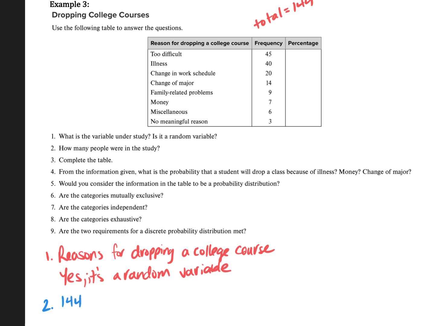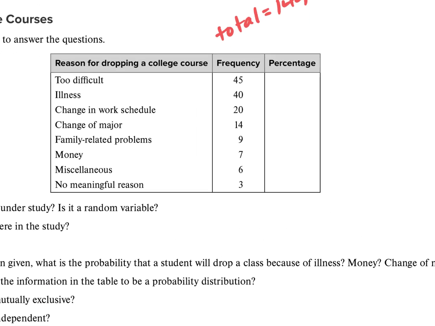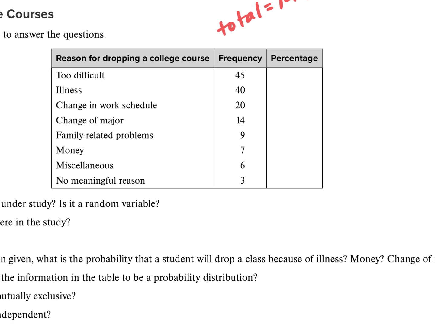144. And then 3 is complete the table. So how do I find the percentages? Frequency divided by 144. So go find your percentages. You can write it as a decimal or a percentage. I do not care.